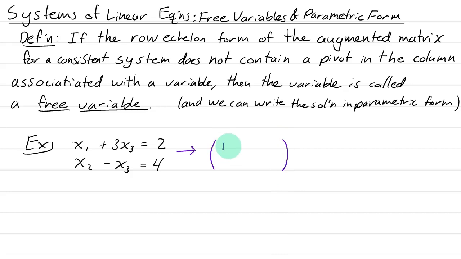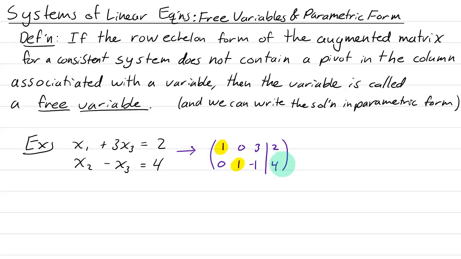So this is going to be 1, 0, 3, and then a 2 on the other side for equation 1, and a 0, 1, negative 1, and then a 4 on the other side. And actually, this is already in reduced row echelon form, because the pivot positions are here. Those are the leading entries, and they're each a 1, and they're also the only nonzero entry in their columns. So we've got that.